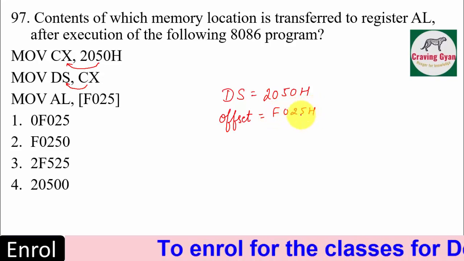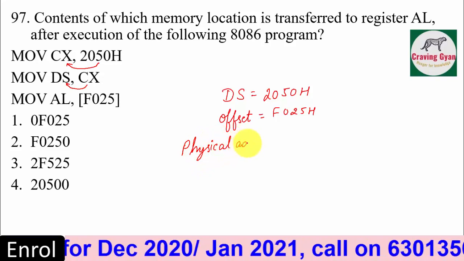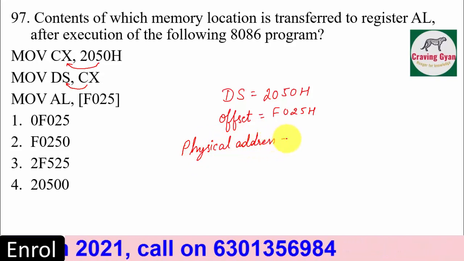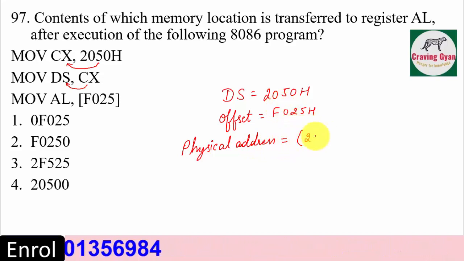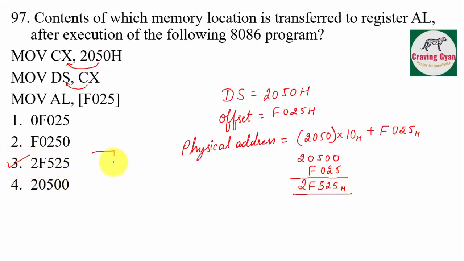The data segment is holding 2050H and the offset value given is F025H. Now, how to calculate the physical address? The physical address is given by the data segment into 10 in hexadecimal, that is 16 in decimal, plus the offset. So I am getting 20500 plus F025. The address you are sending is 2F525H. So the suitable option is option 3.